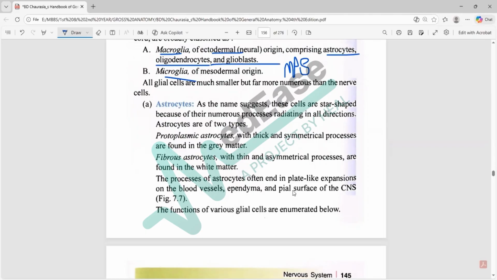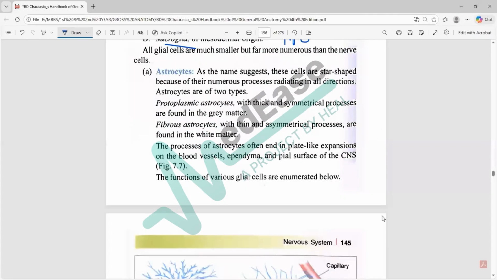Now, the astrocytes serve most of the important functions of all. It means it will be involved in various synaptic junctions. It will be performing various functions in our CNS mainly, but astrocytes are further divided into two main types: the protoplasmic astrocytes, which are thick and symmetrical, present in the gray matter only, whereas we have the fibrous astrocytes, which are thin and asymmetrical, present in the white matter only.